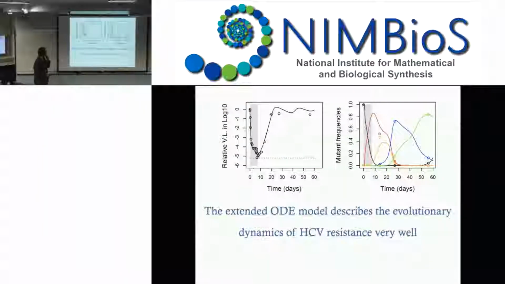What we realized is that if we fit this more complicated model to the data, as you can see here, the model does a much better job than what I showed you before. It describes the viral load really well. It also describes the rapid turnover of different resistant mutants extremely well. We also tested whether increasing the model complexity helps statistically. We compared the AIC scores for a model without cure or superinfection, a model with cure but without superinfection, and a model without cure but with superinfection. It turned out that both mechanisms are important in explaining the pattern shown in the data.